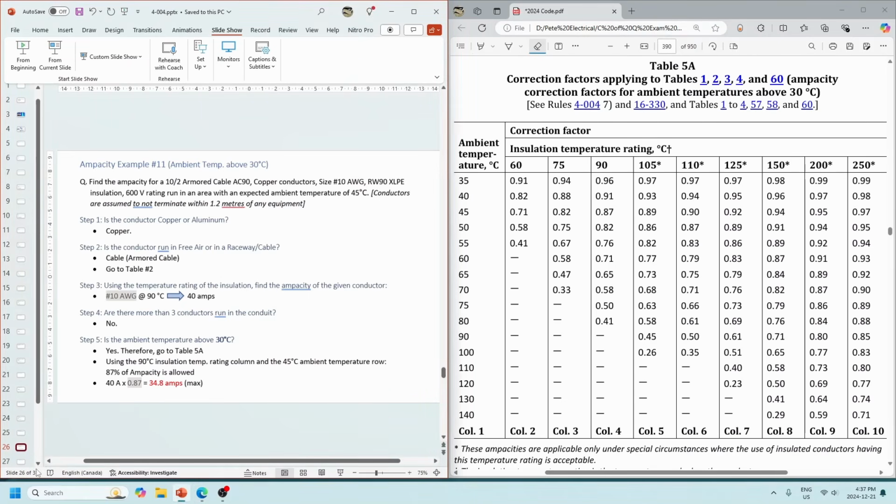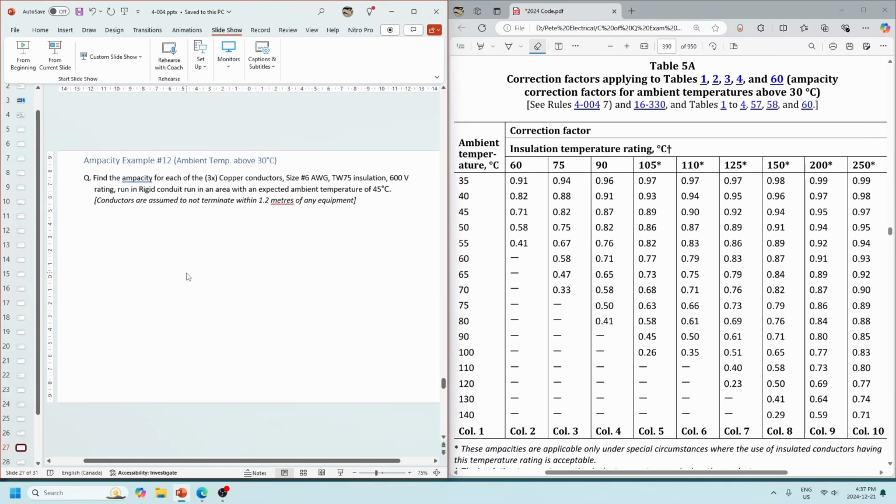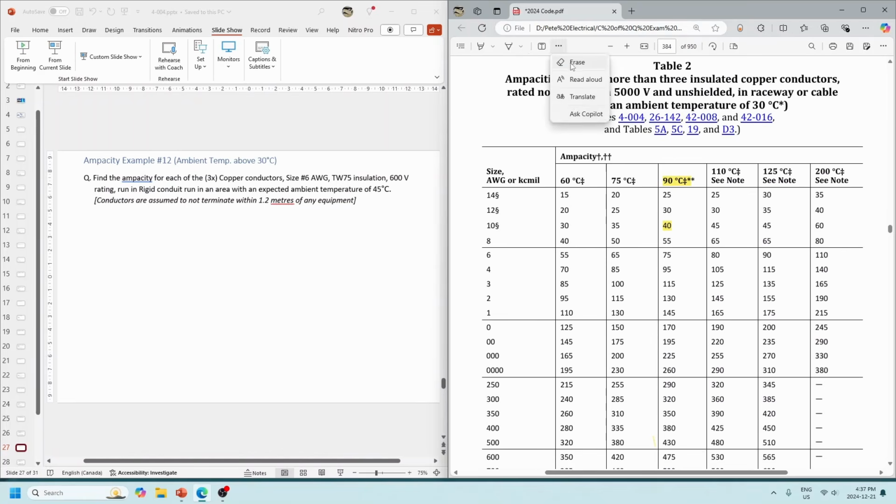All right, guys, let's do one more example. Okay, next one is find the ampacity for 3 copper conductors. Okay, so let's go back to table 2. Okay, let's get rid of this. Okay, so 3 copper conductors, so we don't have to worry about table 5C. What insulation rating? So we're at TW75, so we're 75 degree rating. Size of conductor is number 6. So that guy's good for 65 amps.